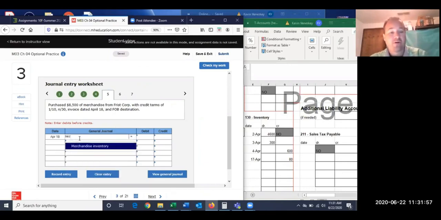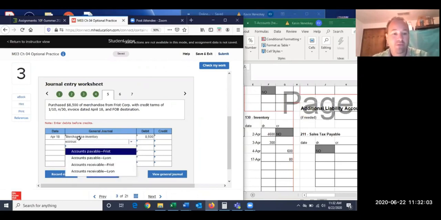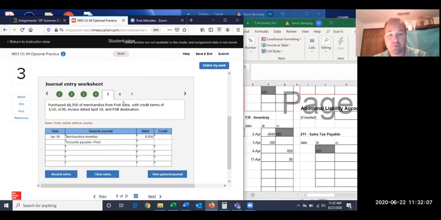We purchased $8,500 of merchandise, so that's easy enough, $8,500 with credit terms. So that means I bought it on account, and it says I bought it from First Corporation. So we're going to do accounts payable first.